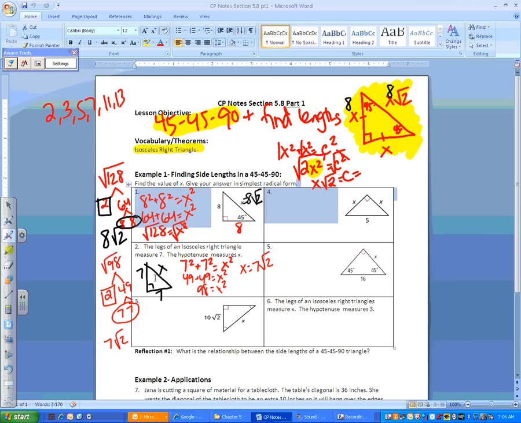Now, the shortcut. If you know this side's 7, all you have to do is tack on or multiply a radical 2 to it, and there's your answer. All right, so number 3 is the same kind of concept. You can do the Pythagorean theorem if you want to, but I'm going to try the shortcut. I know that the side length is 10 radical 2. All I have to do is tack on a radical 2, just like I did over here. But what is radical 2 times radical 2?